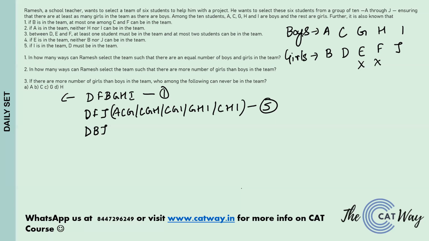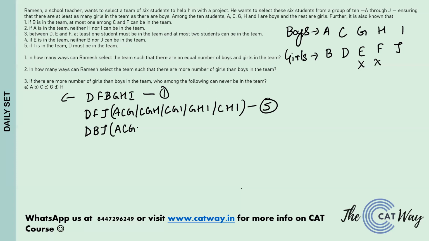So moving ahead, let's say if A is selected. If A is selected, the only possible case is A, C, and G. Okay, so this is a possible case. Now talk about the case in which A is not there.